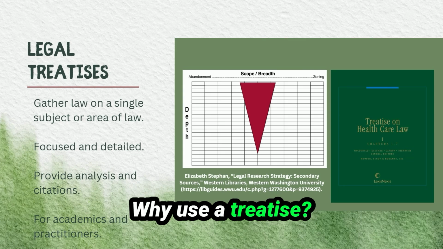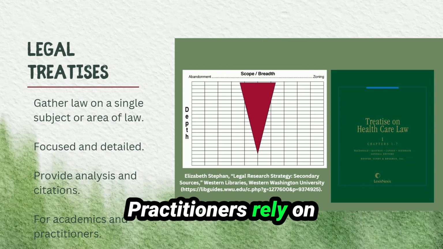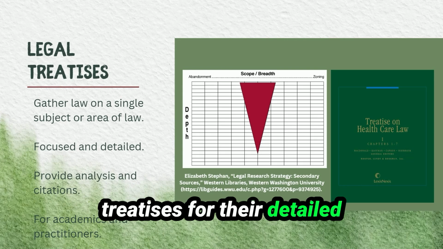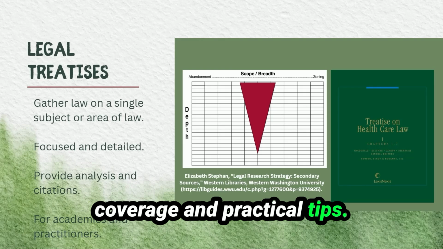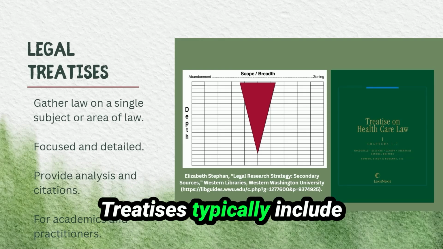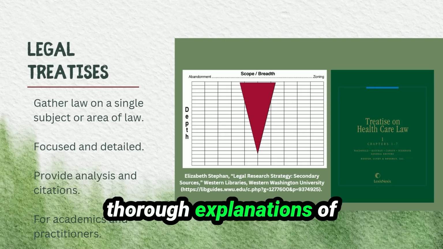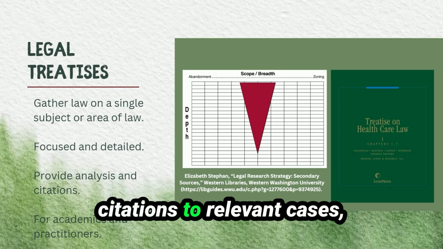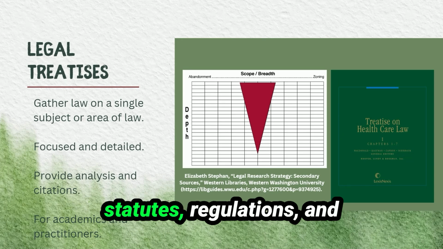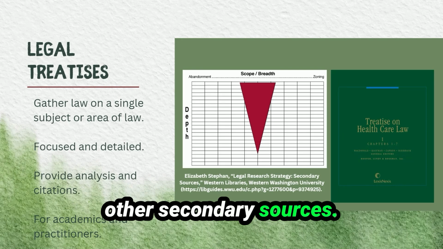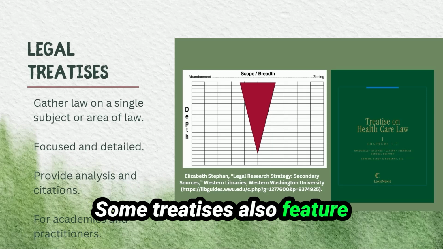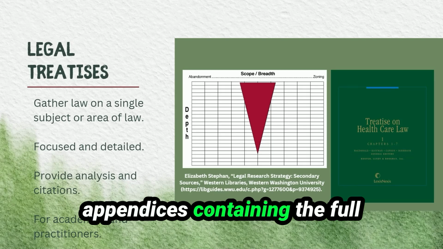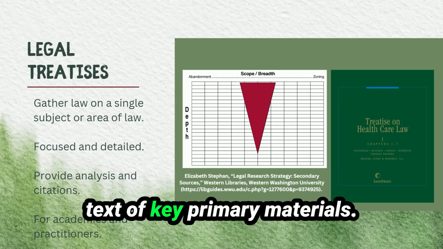Why use a treatise? Practitioners rely on treatises for their detailed coverage and practical tips. Treatises typically include thorough explanations of legal principles, along with citations to relevant cases, statutes, regulations, and other secondary sources. Some treatises also feature appendices containing the full text of key primary materials.